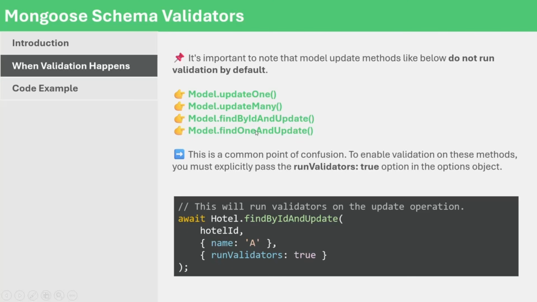If you want to run validation before updating a document, then you need to explicitly set it. And for that, you need to pass an option like this. So here you see on the hotel model, I'm calling this findByIdAndUpdate method, where I'm specifying the hotel ID which I want to update. There I'm trying to update the name of the hotel to A. And then I'm also passing an optional argument here where I'm setting runValidators to true. And this option will make sure that before updating the document in the collection, it first runs the validators. If the data is valid, then only it is going to update the document in the collection.